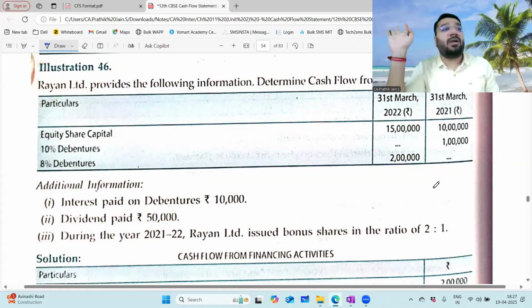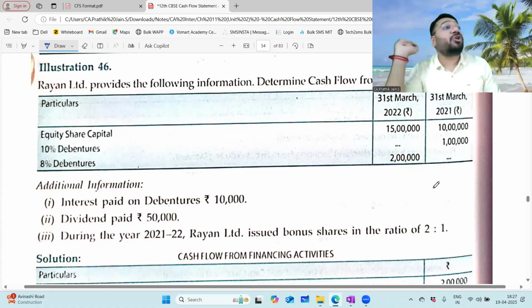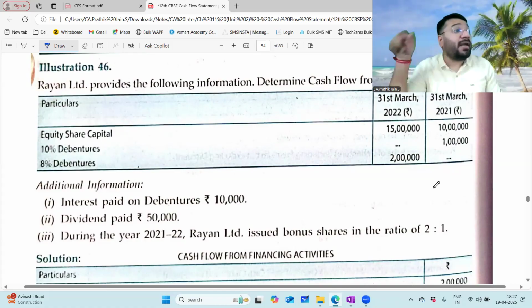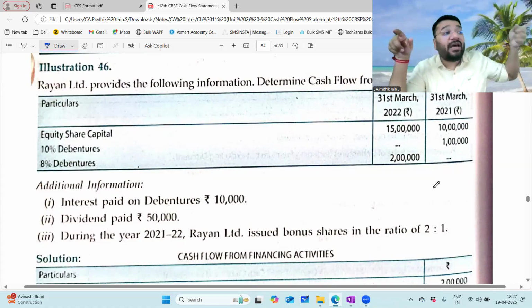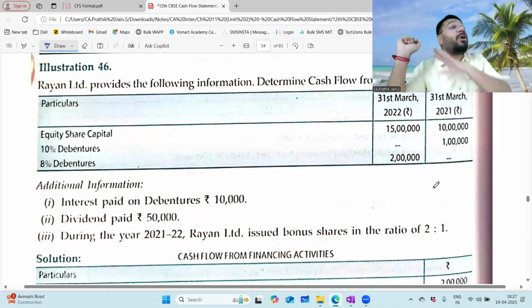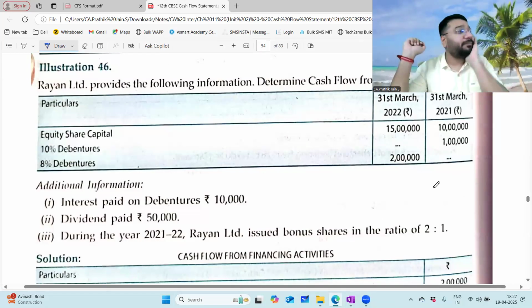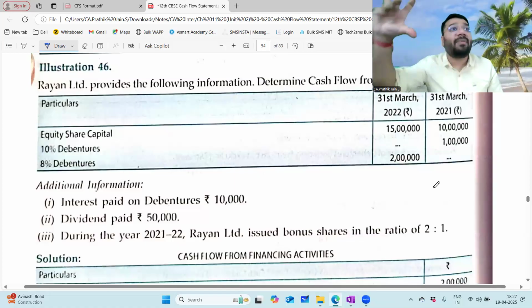With that assumption, they solve it. So you will also use the same assumption in the exam. Since the question is silent about the date of issue of capital, date of redemption of debenture, we assume that the issue and redemption has happened in the beginning of the financial year. You'll give the assumption and solve it in that way, because all the ICA questions they have solved in that way only.